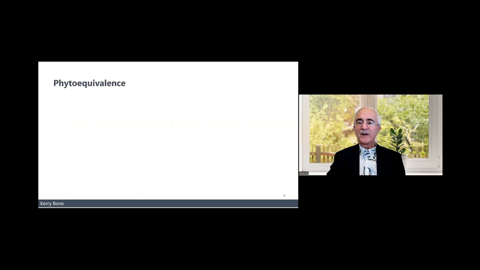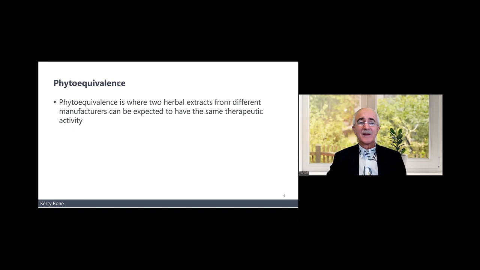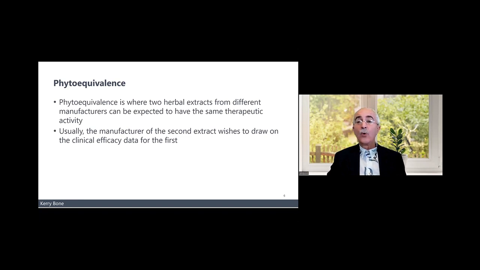I'm now going to talk briefly about this concept of phytoequivalence because, while you might on the surface of it think it's rather abstract, it is actually quite important, as I hope to illustrate. So phytoequivalence is where two herbal extracts from different manufacturers can be expected to have the same therapeutic activity. Usually the manufacturer or the clinician who's using the second extract wishes to draw on the clinical efficacy data for the first.